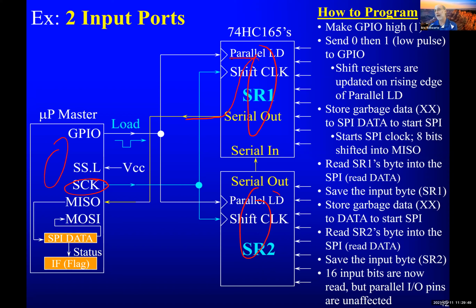So then you're going to read the value in the data register in the SPI, save it somewhere, then write some more garbage to the SPI data register. That's going to start the second set of shifts, and then the second byte will appear here too. Store that. Now you got all 16 bits. 16-bit input port.